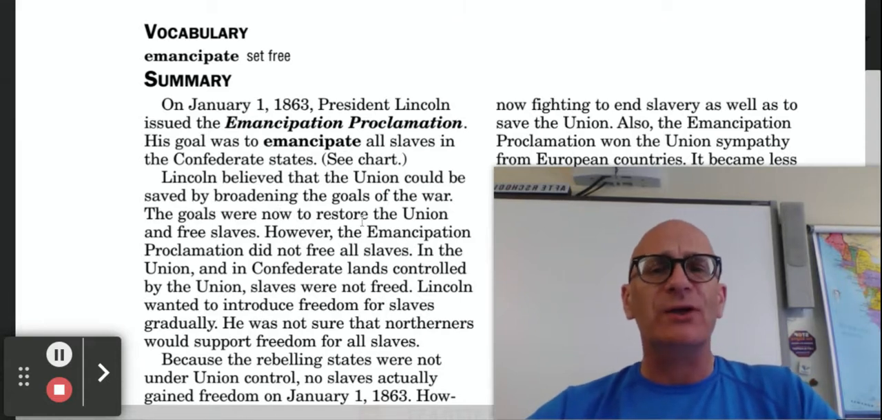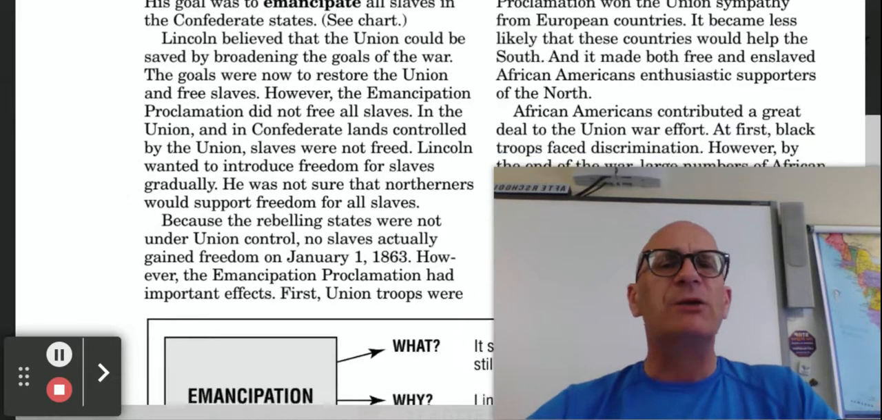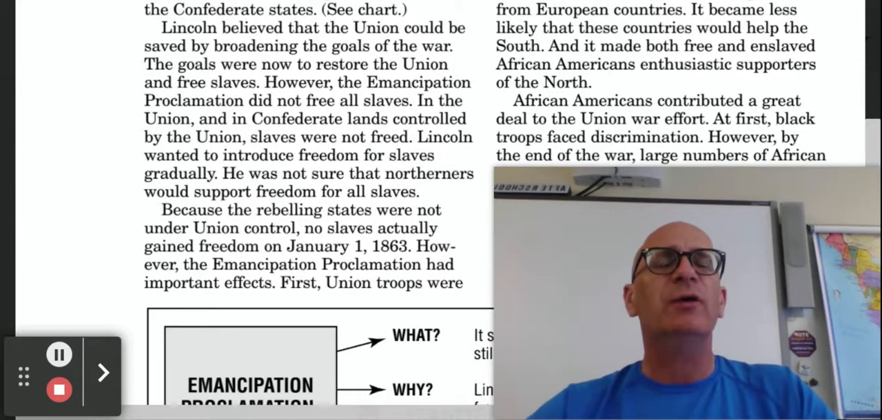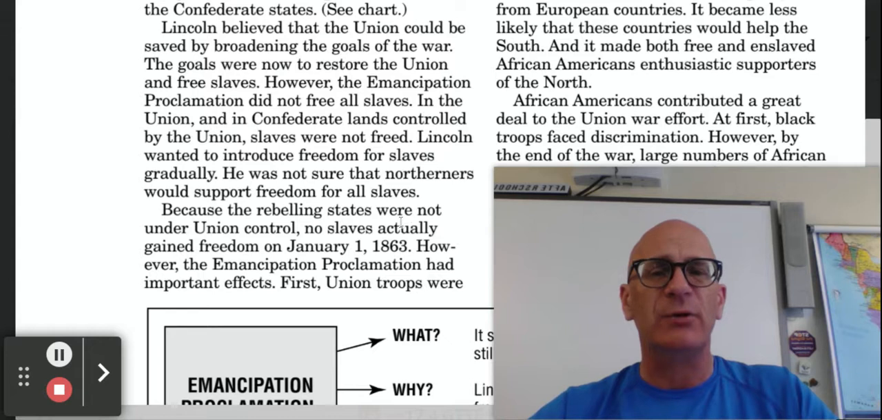However, the Emancipation Proclamation did not free all slaves. In the Union and in Confederate lands controlled by the Union, slaves were not freed. Lincoln wanted to introduce freedom for slaves gradually, and he was not sure that Northerners would support freedom for all slaves. So the Emancipation Proclamation is very specific in the slaves that are freed. It is slaves that remain in states controlled by the Confederacy, okay? Because the rebelling states were not under Union control, no slaves, though, actually gained Union freedom on January 1st, 1863.